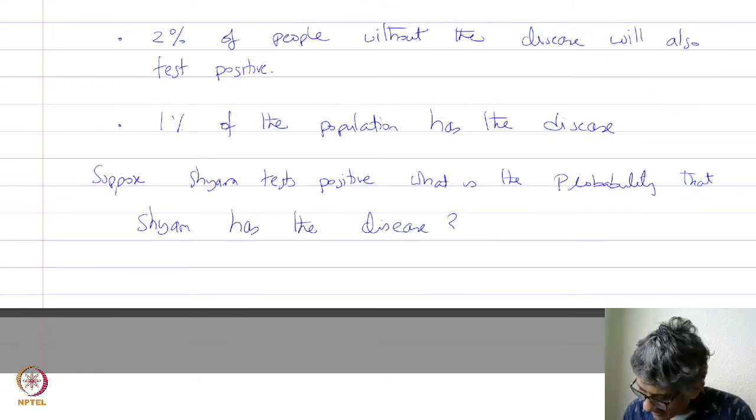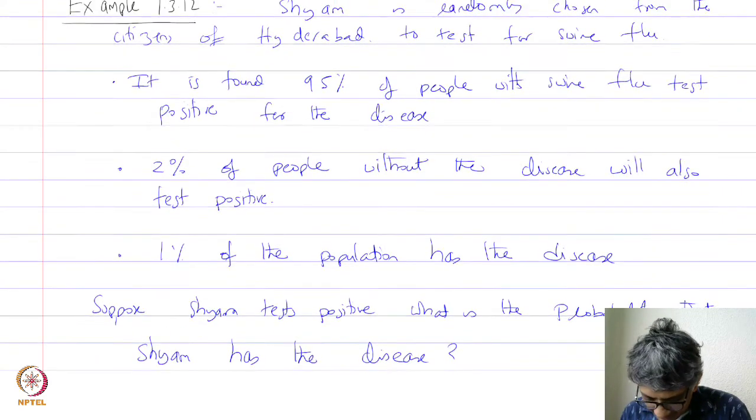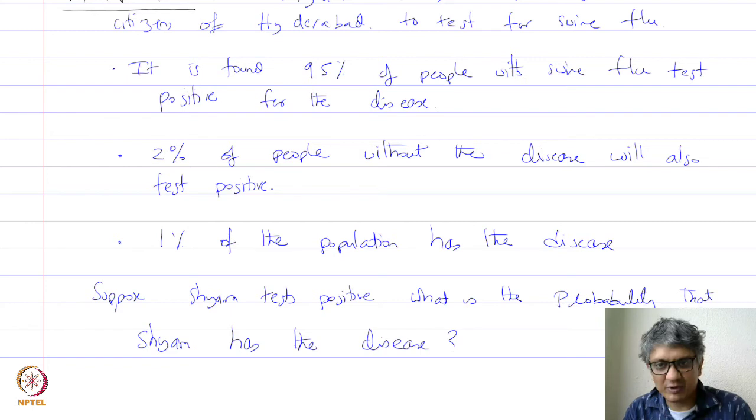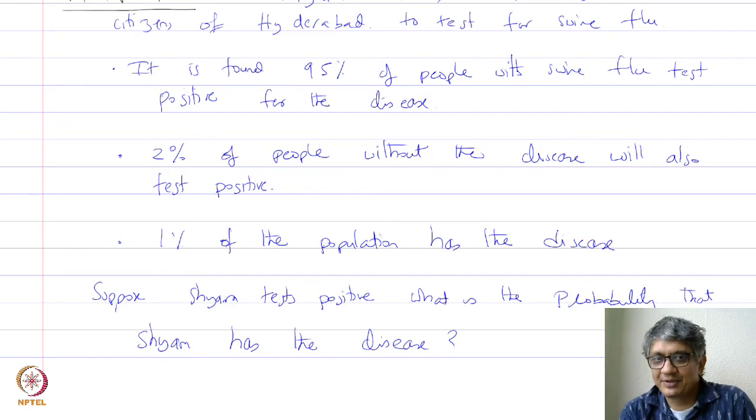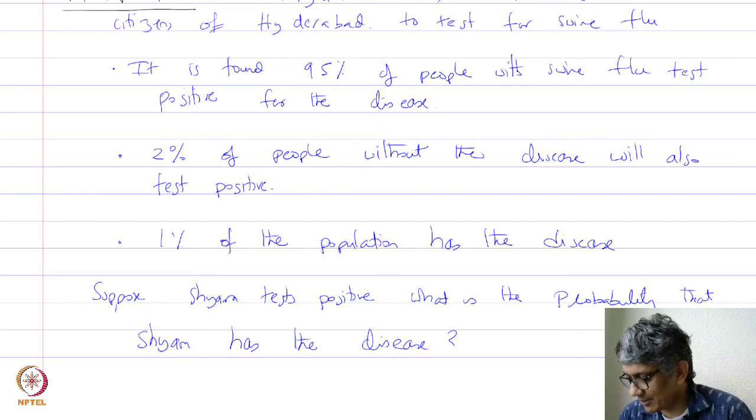Is that clear? So I have this example where I have to do a test on people. The test is 95% sensitive. In 95% of people who have the disease, it will test positive. And 2% of people without the disease will test positive. In the population, it's 1% prevalence. What's the probability Sham has it?